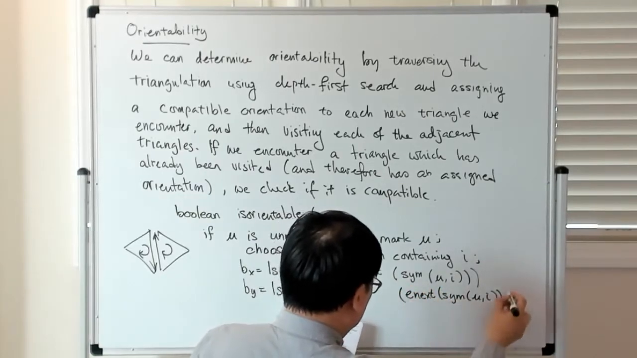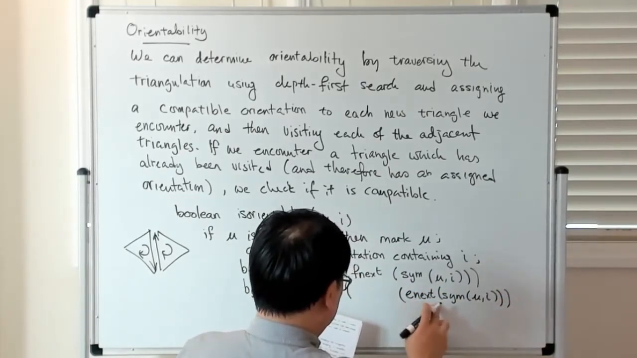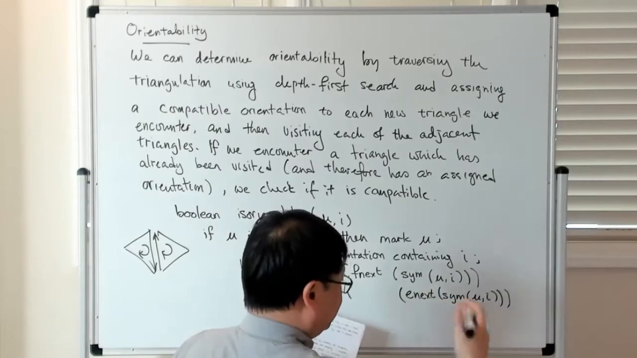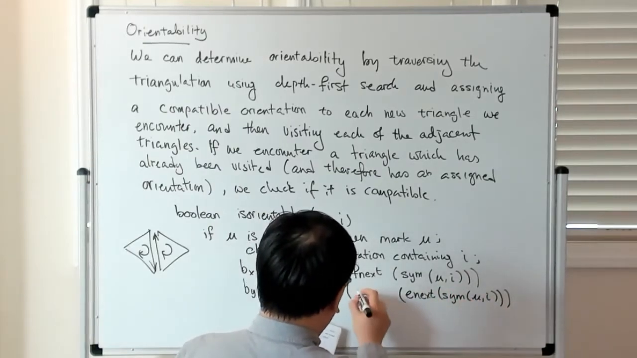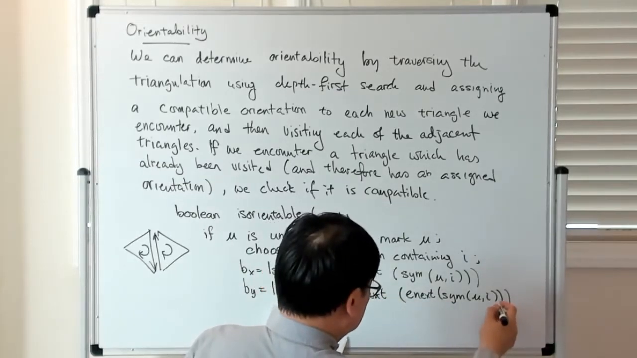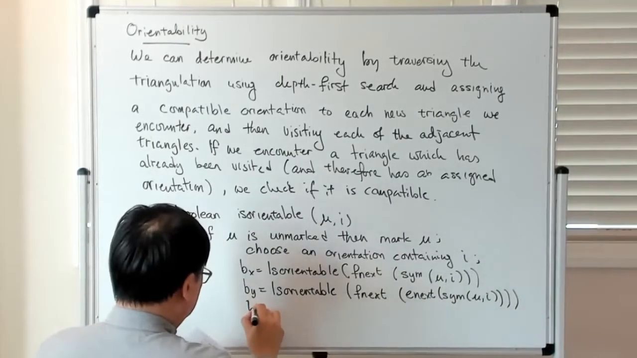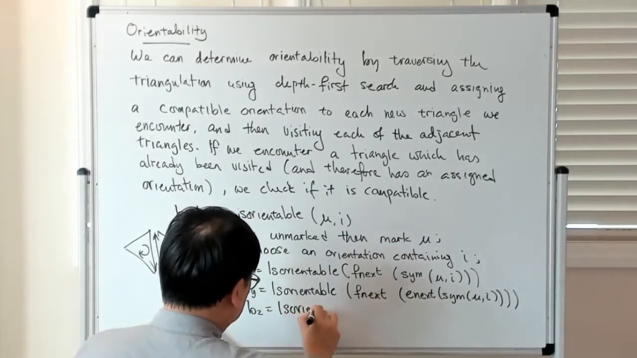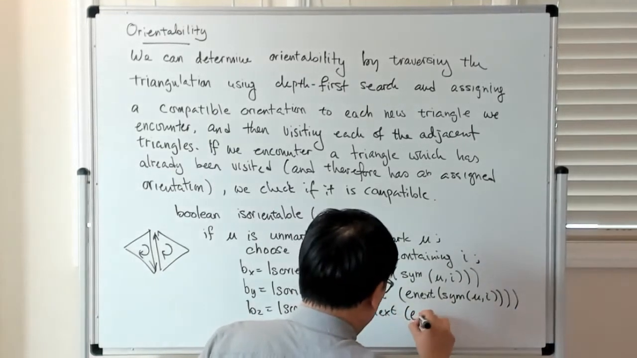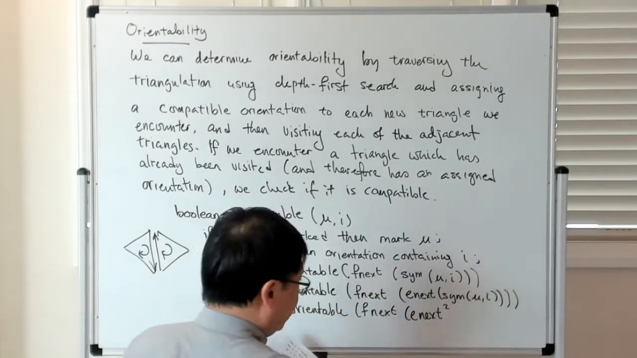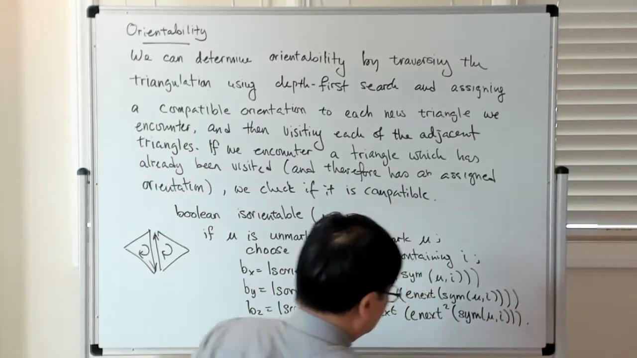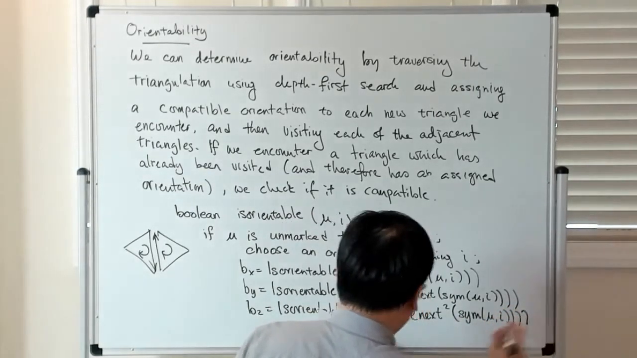And then I want to know what is the face which has, this next face, sorry, the triangle which has the next face as a common face, right? So that's F next. Okay, all right. And then BZ is the same thing. So it is orientable, F next. And you apply this E next twice. So just note that by E next squared. Okay, symmetrized mu I.